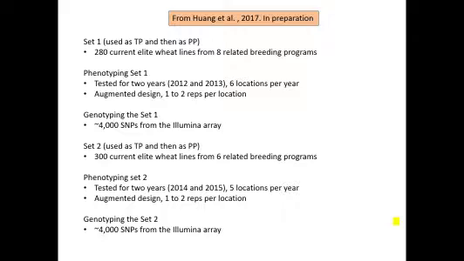You can see the details of how it was phenotyped and how it was genotyped, with 4,000 SNPs from the Illumina array. Set 2 consists of 300 current elite wheat lines from 6 different related breeding programs, and you can see the details on how it was phenotyped as well. It's important to note that there are a lot of environments here, but we can do that because this is a cooperative trial, and it's genotyped with the same markers as set 1.